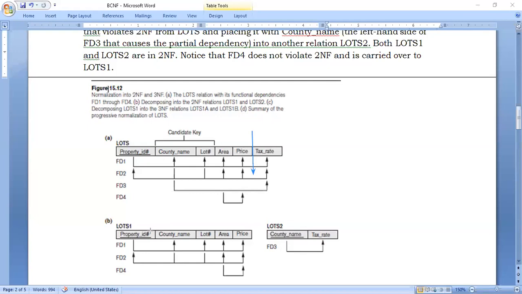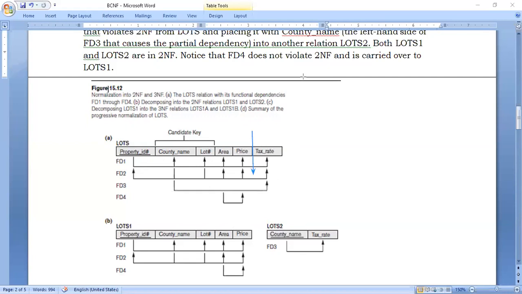So here, in the first group, we are considering property ID, country name, lot ID, area and price. As per the second normal form, only this tax rate was disobeying the rule, because it was not fully functionally dependent on the combination of these two, hence it had to be separated. So this was as per the second normal form. I hope it is clear to you.